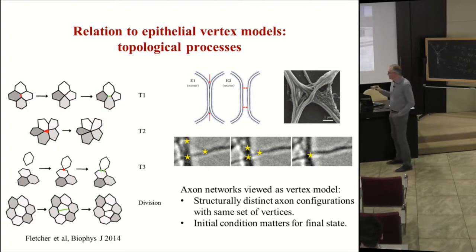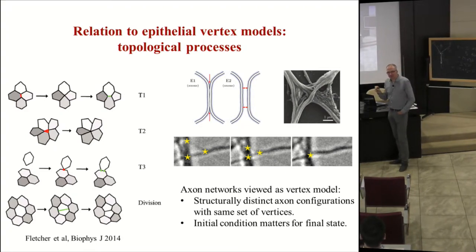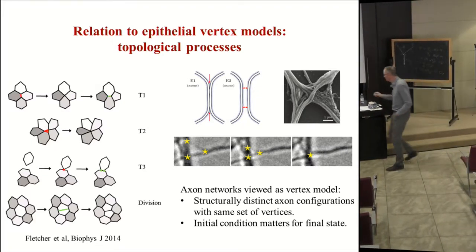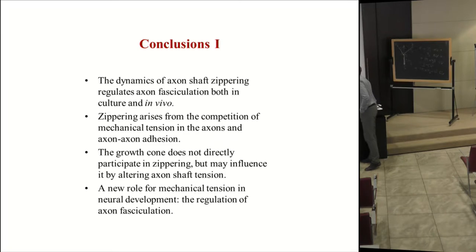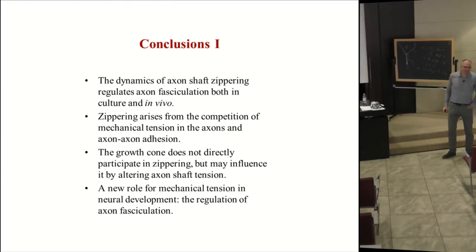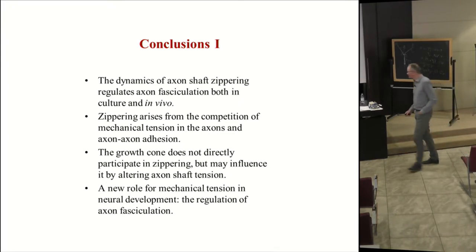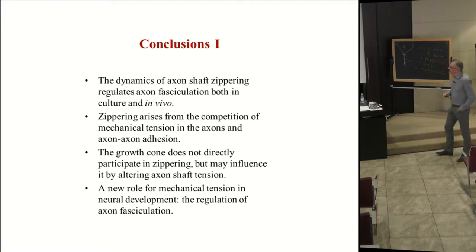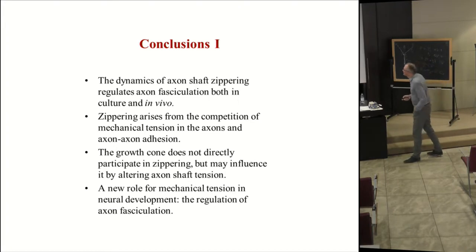So it's not so simple to just say we have a model for one vertex and now we can directly understand the evolution of the network. Okay, and I think the last part will be absent because I'm out of time. So here are the conclusions for the main part of the talk, and I'm afraid for the whole talk.